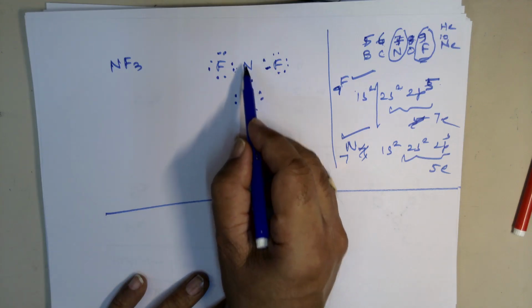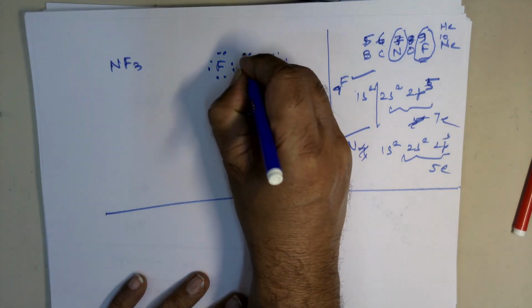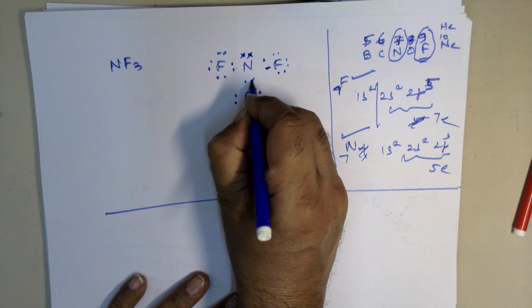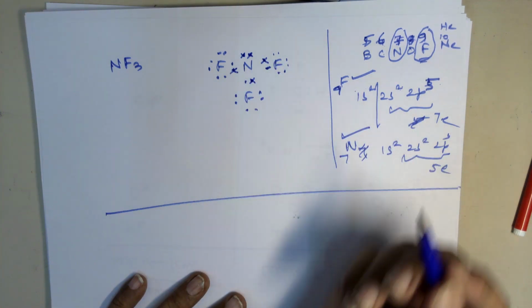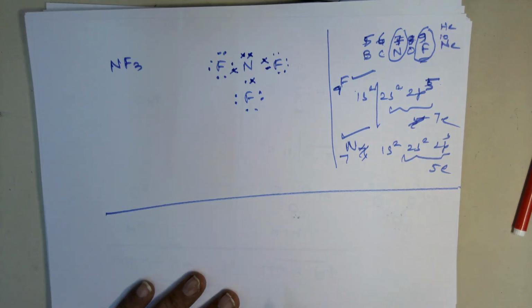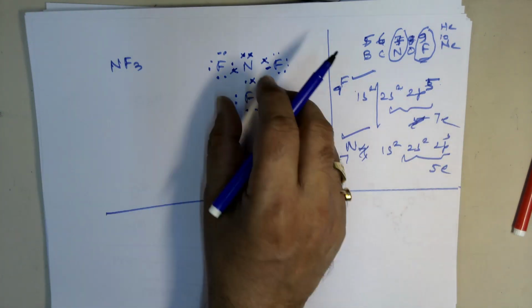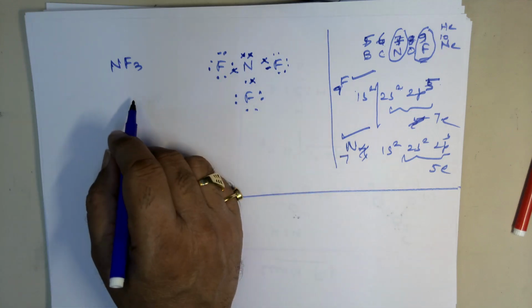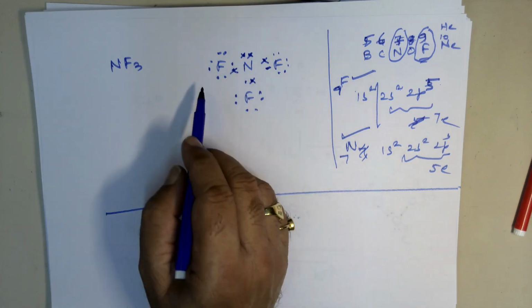1, 2, 3 plus 2, 5. Are you able to follow? So the nitrogen can be marked like this. I hope now it is easy for you to show the electronic configuration as well as the structural Lewis structure. So NF3 will have such a type of structure.